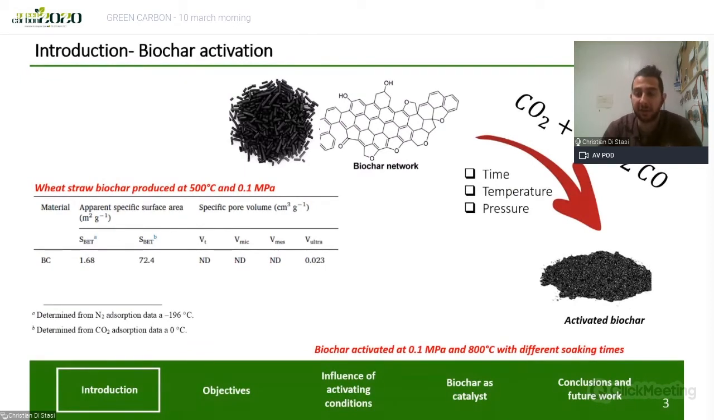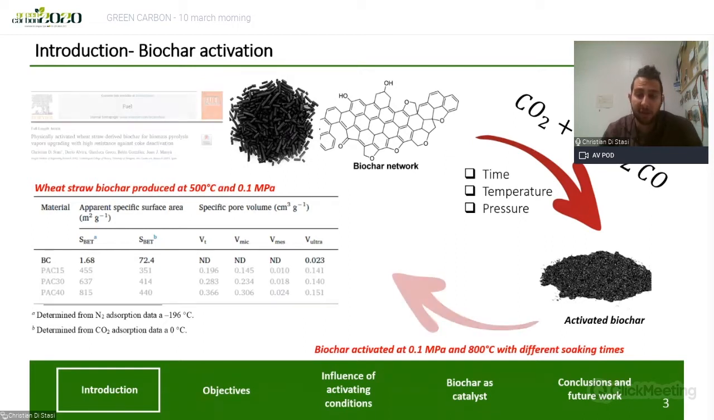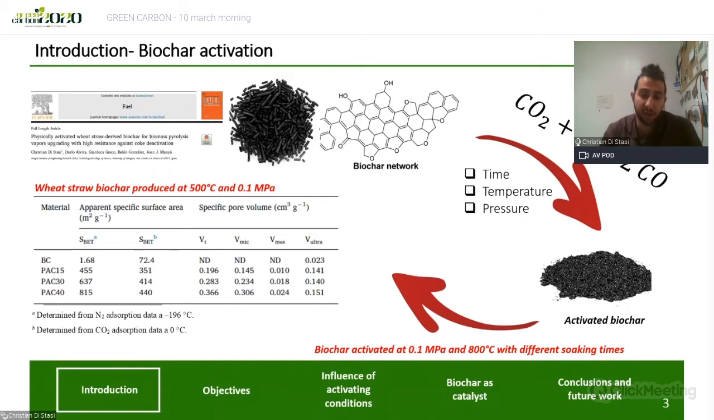There are several methods to activate a biochar, and the one I chose for my study is the physical activation with CO2, which is basically a partial gasification at high temperature of the surface carbon of the material, which produces CO, leaving defects on the surface. As you can see, these are the results obtained with an activation at 800 degrees C and 0.1 megapascal. You can see that we were able to reach, after 40 minutes of activation, a pretty high surface area, which was 850 square meters per gram.